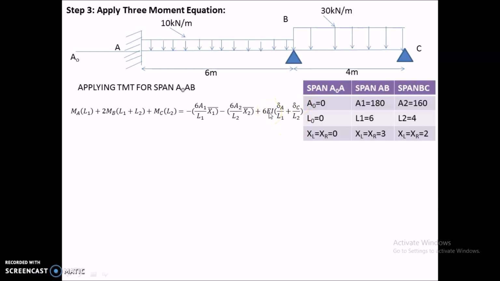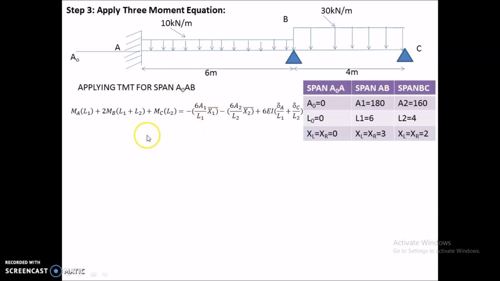I will give you another lecture with the sinking of supports, then we will use this. And I will also give another lecture in which there is a variation of flexural rigidity. That is, EI values will vary from span to span. Then we have to consider EI values in the denominator here.